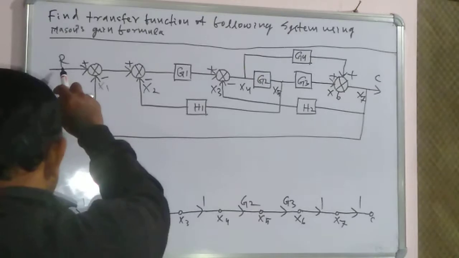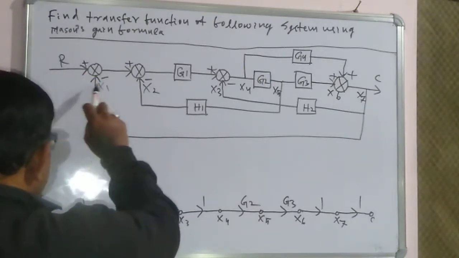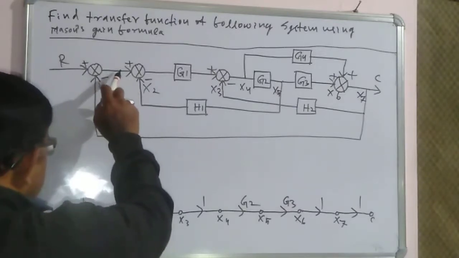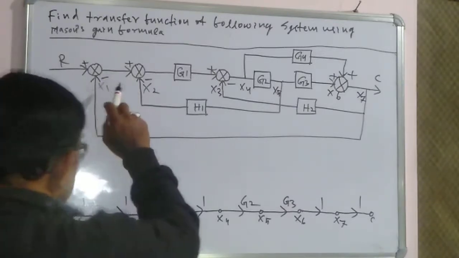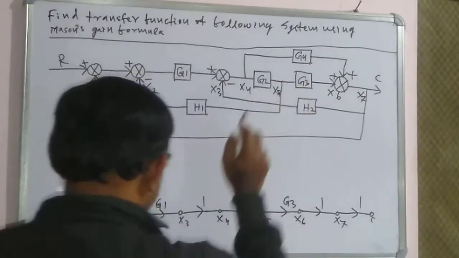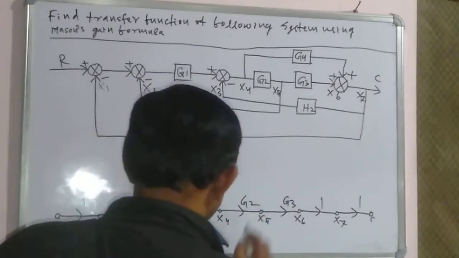Because here from R to this, nothing is there, therefore the gain is 1. x1 to x2 also there is nothing, no block here, therefore the gain is 1. Here G1, G2, G3.